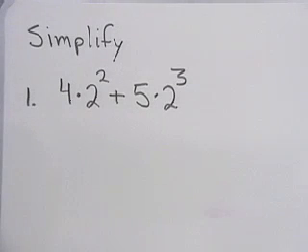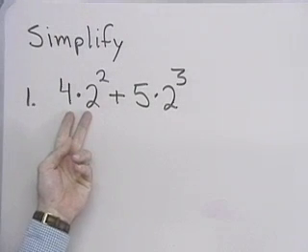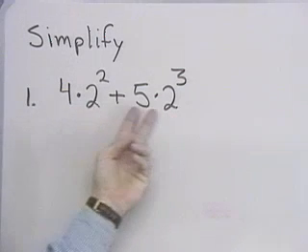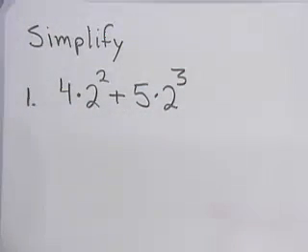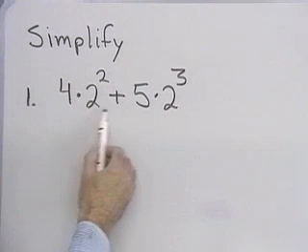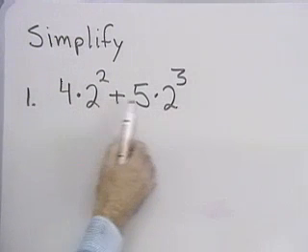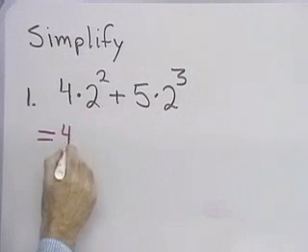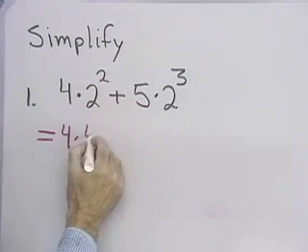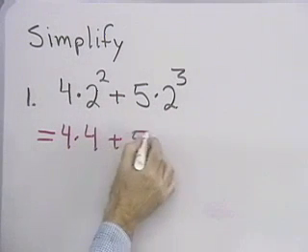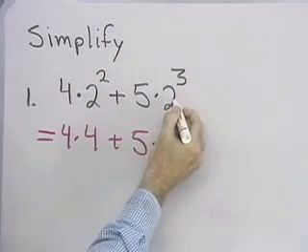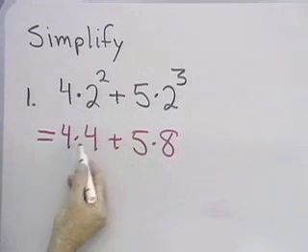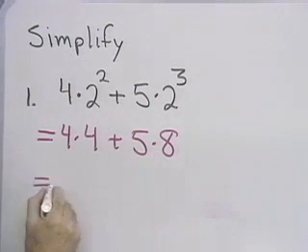We want to simplify the expression 4 times x squared plus 5 times 4 times 2 squared plus 5 times 2 cubed. Now, according to our rule for the order of operations, what we want to do is simplify each part that has an exponent on it first. So this would be 4 times 2 squared, which is 4, plus 5 times 2 cubed, that's 2 times 2 times 2, which is 8.